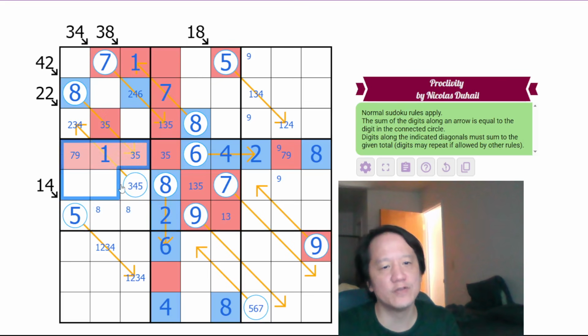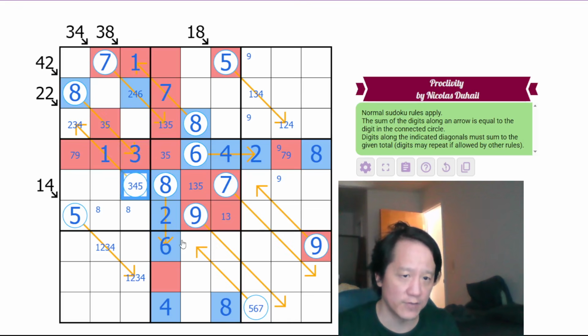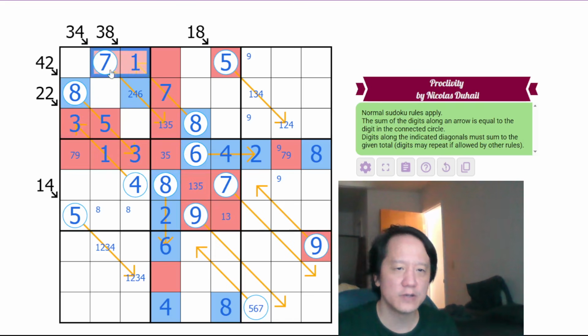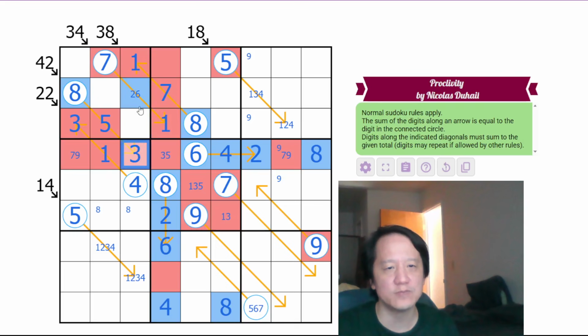5 eliminates 5 in the rest of the box, so this can't be 5. That's 3. This can't be 3 or 5. It's 4. 3 eliminates, this is 3 and 5, adding up to 8. So this is 5 there. So to add up to 4, it must be 1 and 3, which is an odd digit. Okay. 4 eliminates 4 here. This can't be 3 or 5. That makes this 1 plus 6, adding up to 7.